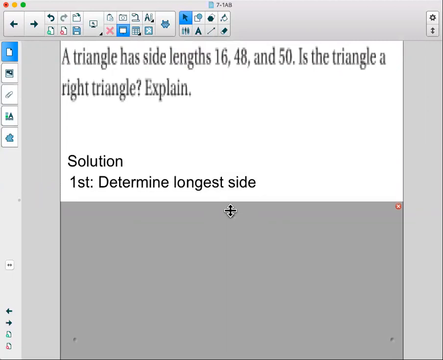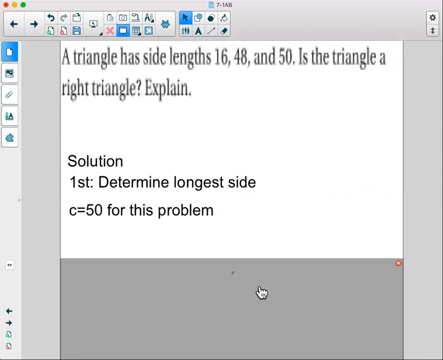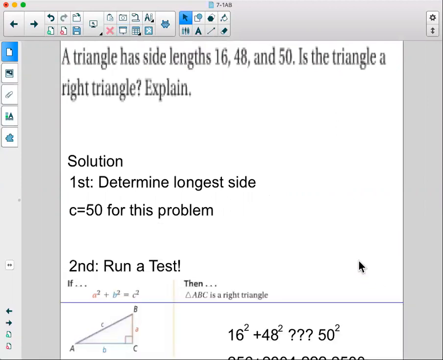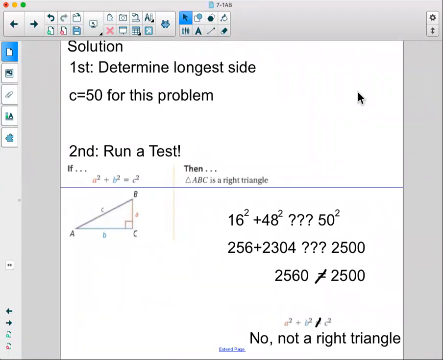First step, we figure out who's the longest side. In this case, it's c. Then we run a test. The two shorter sides squared, add them together and compare, and we see that in this case, a squared plus b squared does not equal c squared. So this is not a right triangle.